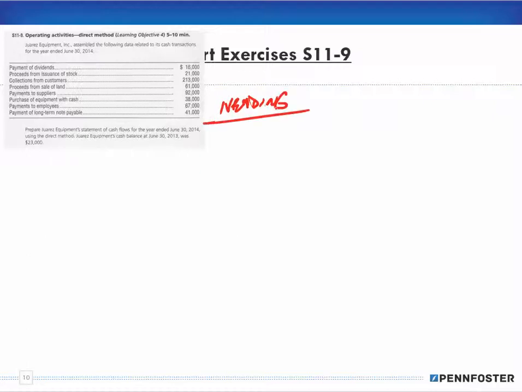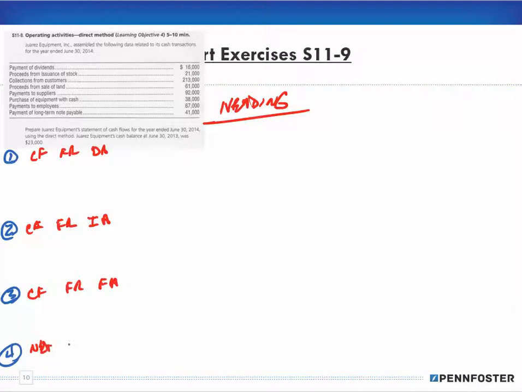Of course, the heading is going to be dated the same as my income statement or statement of retained earnings. And like I said in the last video, I like to just set it up, create the structure of the statement before I actually do any of the work. So I'm going to have my cash flow from operating activities, my cash flow from investing activities, my cash flow from financing activities, and then I'm going to have my net, and then it's either an increase or decrease in cash, a net increase in cash.